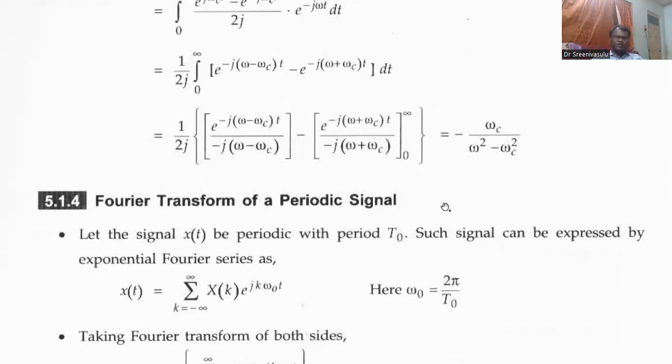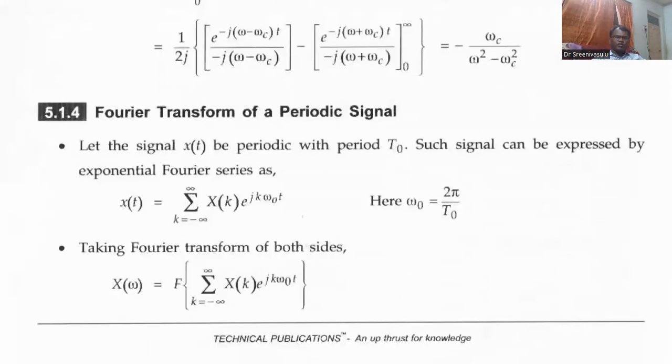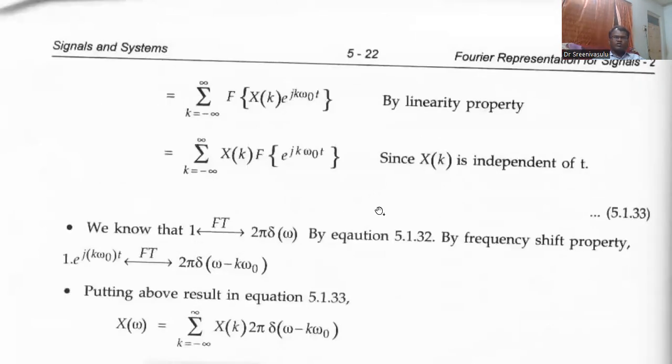Now, for the above equation, if you apply the Fourier transform on both sides, the Fourier transform of x of t is x of omega. Here there is no time function, so as it is, you write summation of k equal to minus infinity x of k, and the Fourier transform of e power j k omega naught t you need to write. That is obtained from the frequency shifting property, because we have e power j k omega naught t into 1. We know the Fourier transform of 1 is 2 pi into delta of omega.